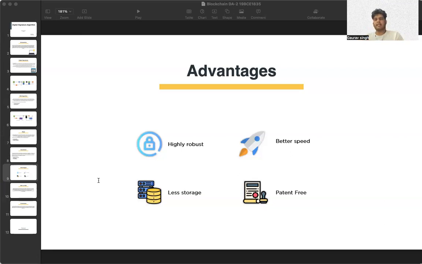When NIST released it, it was patent free, so that people around the globe can use it free of cost. Along with having strong strength levels, the signature's length is smaller compared to other digital signature standards.